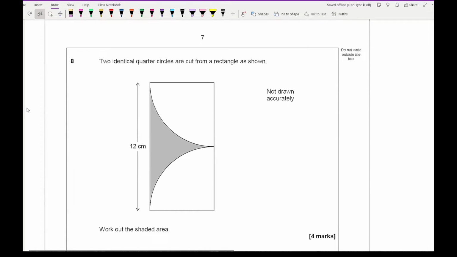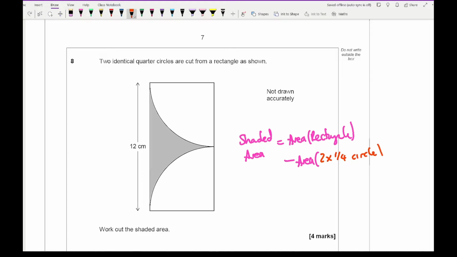Then looking at question 8, it says 2 identical quarter circles are cut from a rectangle as shown, and the question is asking us to work out the shaded area. Now here the shaded area is always the big shape, which is the area of the rectangle, minus the area of the small shapes, which is basically going to be the 2 quarter circles, which is basically half a circle. So 2 times the quarter circles.